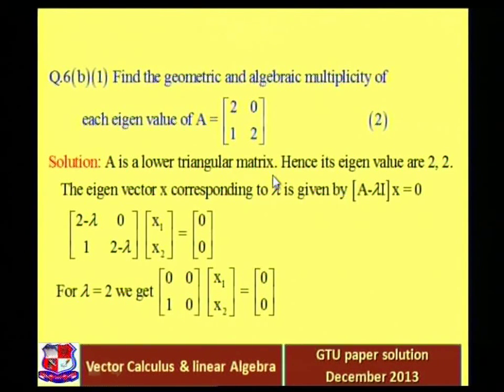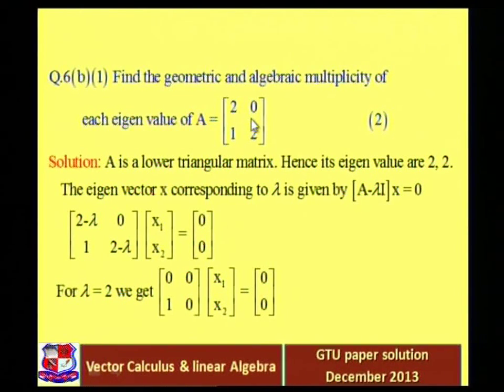Now what is the meaning of lower triangular matrix? In a square matrix, if above the main diagonal elements all the elements are 0, that type of matrix is called a lower triangular matrix. So here you can see this is a 2 cross 2 matrix. This is our main diagonal, and above that main diagonal there is only one element, and that is 0, right? So this is a lower triangular matrix.